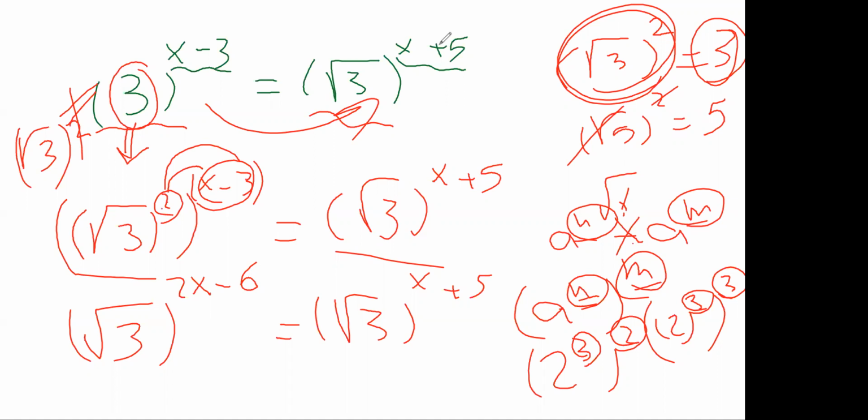And why does this become 2x minus 6? Because if I have a power n, all power m, it means a power n times m. This is exactly what I did here. I have root 3 power of 2 times x minus 3, so 2 times x minus 3. If this is a binomial, I have to distribute the number: 2 times x, 2x, 2 times negative 3, negative 6.